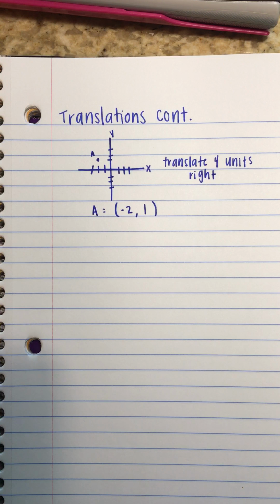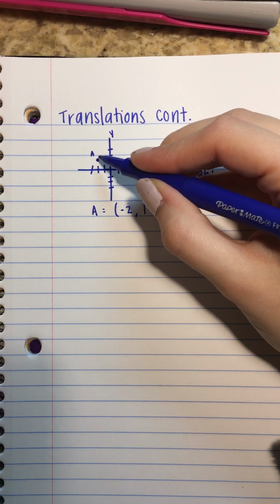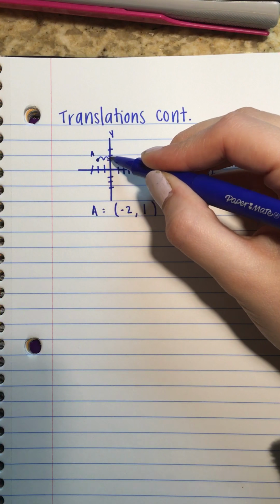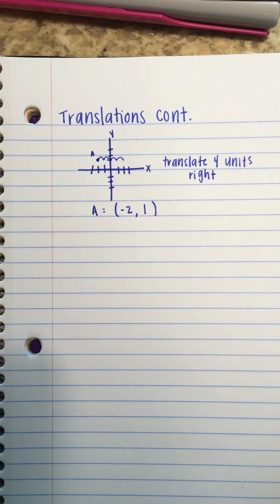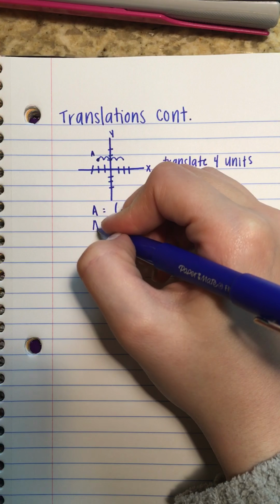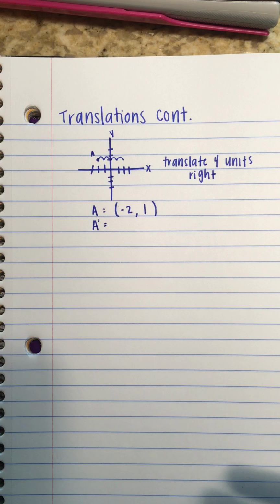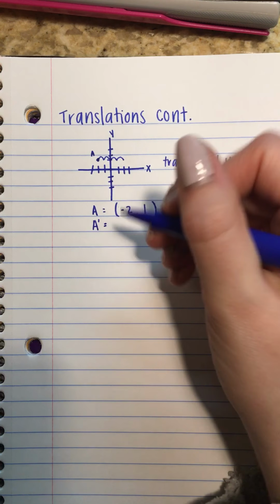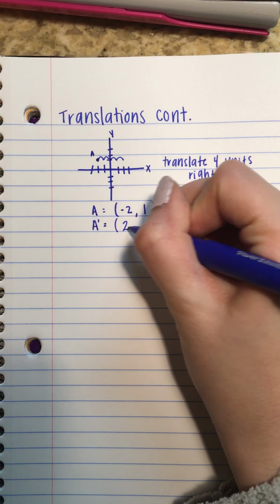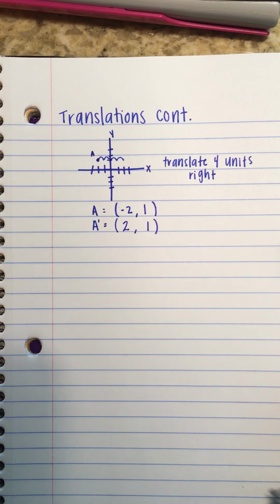We're going to translate 4 units to the right. So that means we're taking this point and we're moving it 4 units over. So our new A, I'm just going to put a little apostrophe so you can tell I'm talking about the new image of A, is going to be +2 and 1.